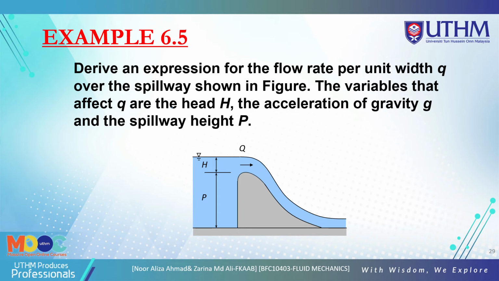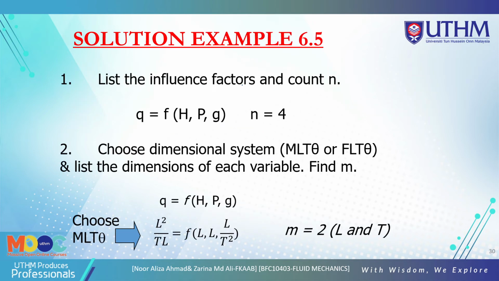So the variables that affect Q are the head H, the acceleration of gravity G, and the spillway height P. The variable involved in this calculation is the flow rate per unit width Q. We list the influencing variables and count them: Q is a function of H, P, and G. So 1, 2, 3, 4, N is 4.